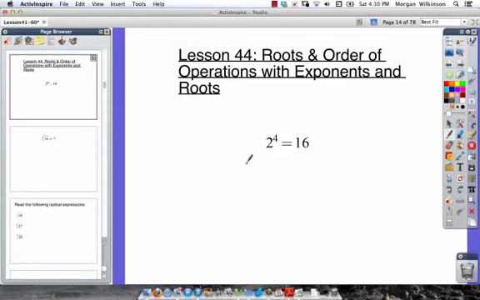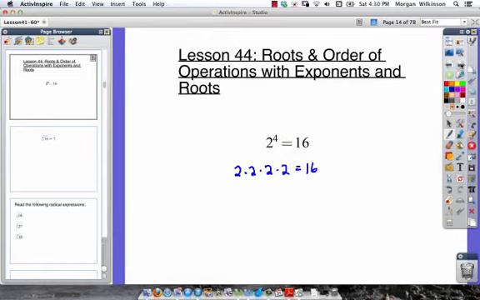Lesson 44 is about roots and order of operations with exponents and roots. So what we're going to look at first is something that you're already familiar with. We know this problem, 2 to the 4th, is equal to 16. What this is saying is 2 times 2 times 2 times 2 is equal to 16. That's what our fourth power indicates. We multiply the base number, the 2, by itself 4 times in order to get our answer, 16.